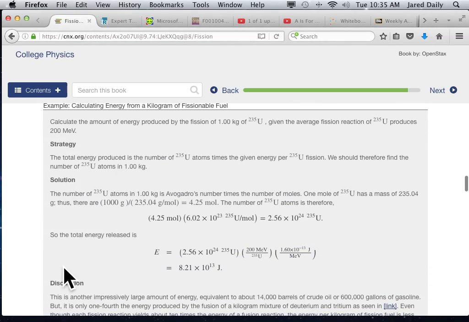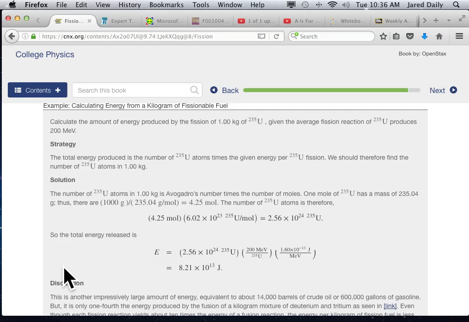So, calculating the energy from a kilogram of fissionable fuel. We already did a kilogram of hydrogen in fusion. Let's do a kilogram of uranium in fission. Each atom gives off a certain amount of energy, and the atomic mass per unit was 235 or something like that. What was it? 1,000 grams, 6.2. Here it is.